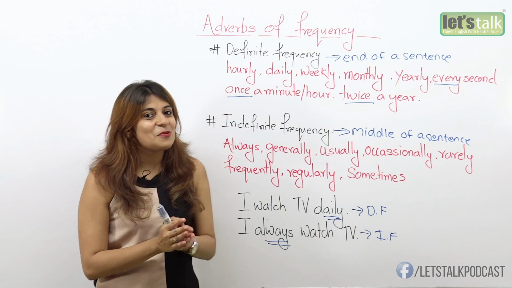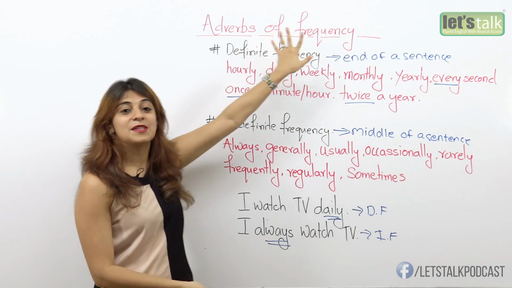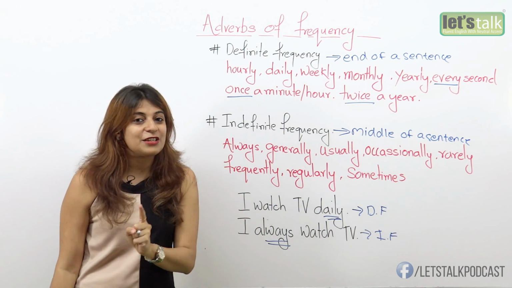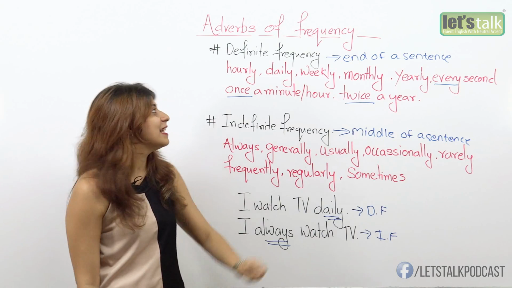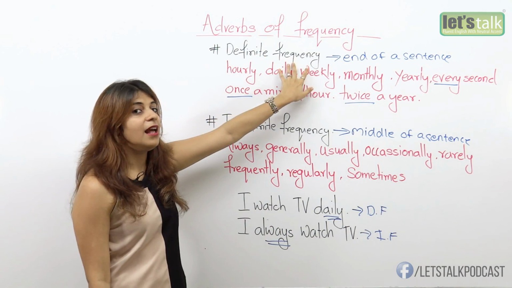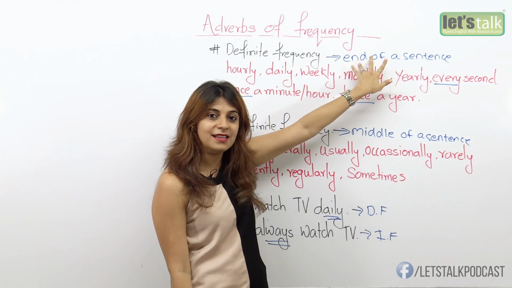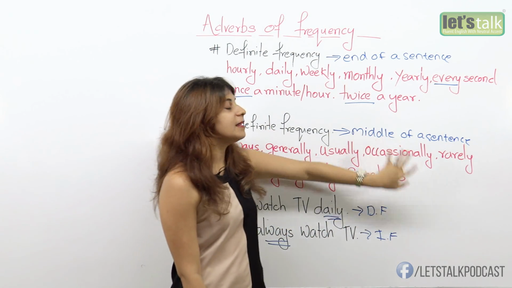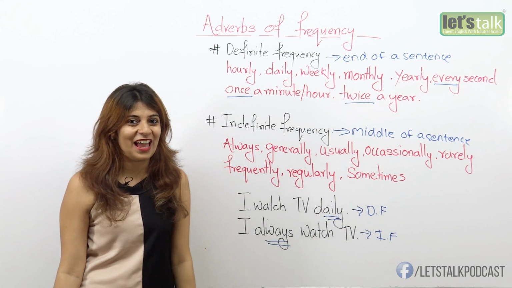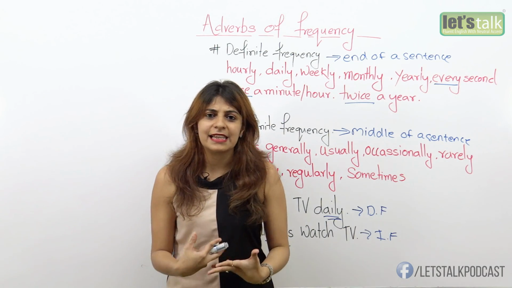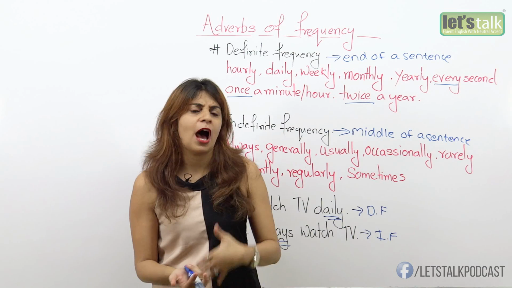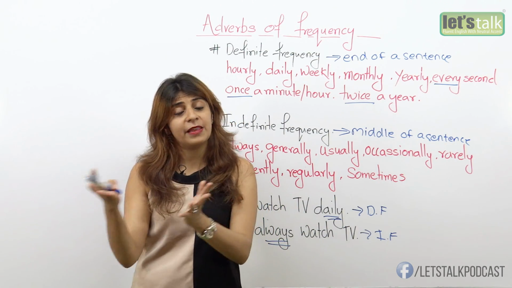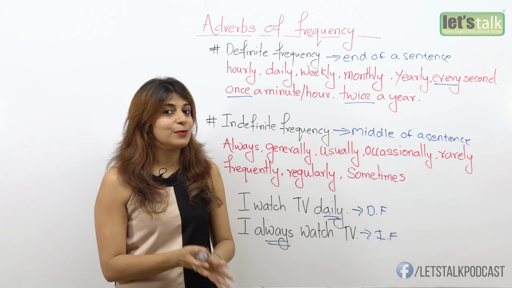Okay? So this is the way you would use adverbs of frequency, which are actually adverbs of time. The only difference that you need to keep in mind is that in definite frequency, the adverb comes at the end of a sentence, whereas in indefinite frequency, the adverb comes in the middle of a sentence. Okay, so use them, they're really easy. So when you have to talk about how often or how frequently you do something or how frequently something happens, you will use adverbs of frequency.